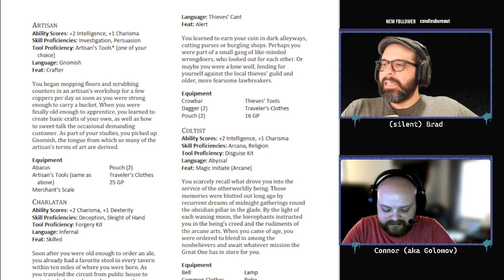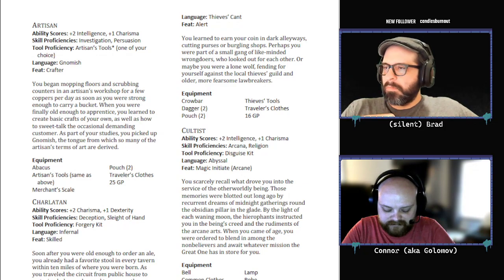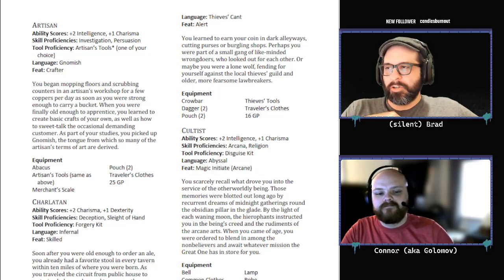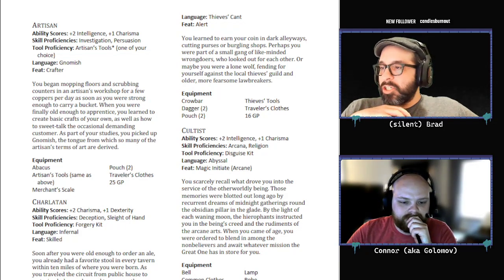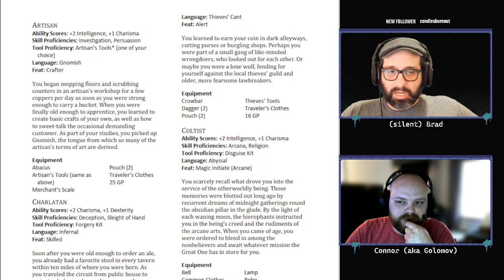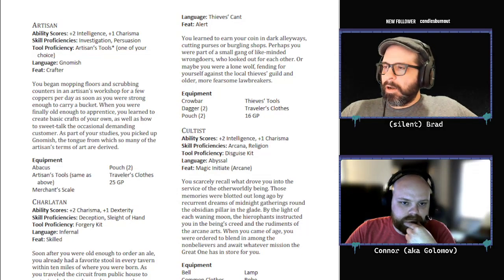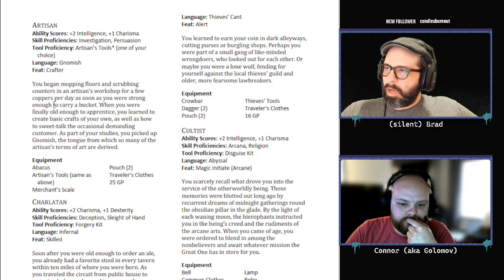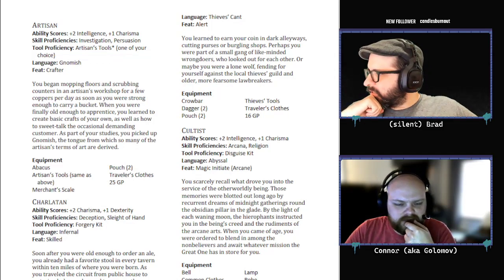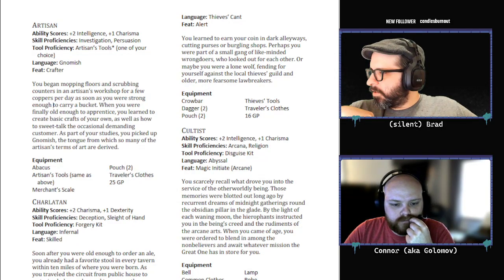But artisan: 2 intelligence, 1 charisma. Investigation is intelligence. Persuasion is charisma. Artisan tools, because you're an artisan. Gnomish, which I can understand because gnomes build stuff, especially the rock gnome. And the feat is crafter, which is a new feat. Artisan is also a new, or actually no, there's guild. I think I've seen artisan before. Yes, guild artisan or guild merchant.